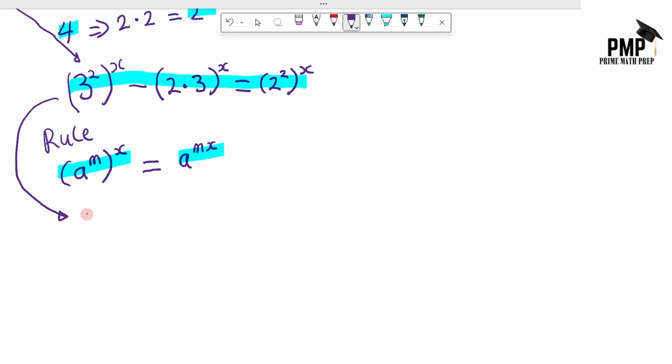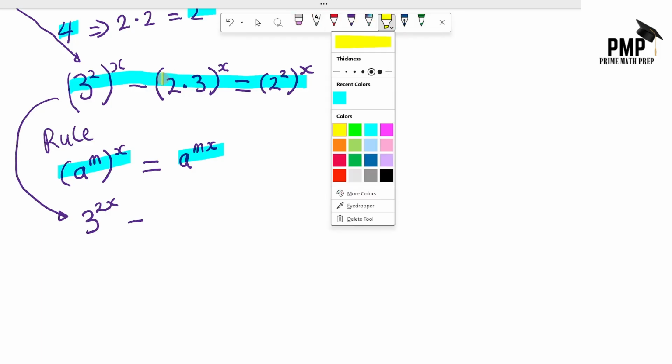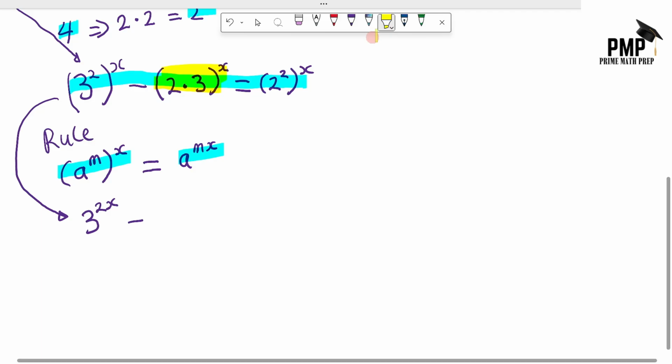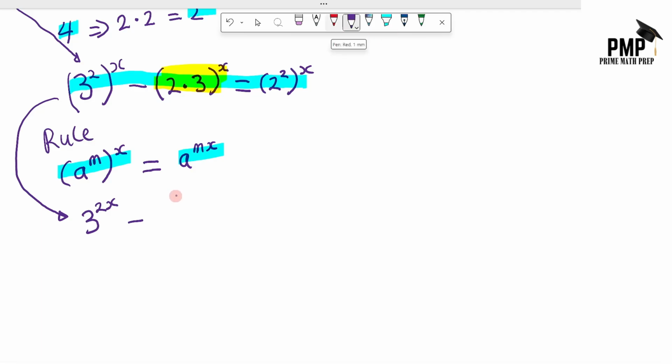We can write this as 3 to the power of 2x minus. When we look at this, let me highlight with another color. When we look at this very number, we can break it down as 2 different numbers. This is the same thing as saying 2 to the power of x multiplied by 3 to the power of x, all equal to 2 to the power of 2x.